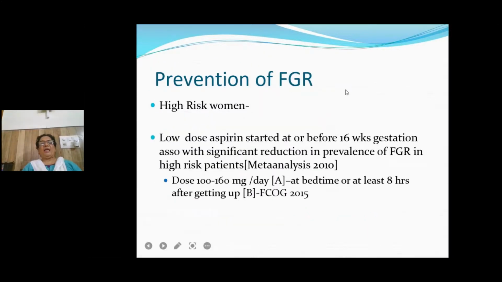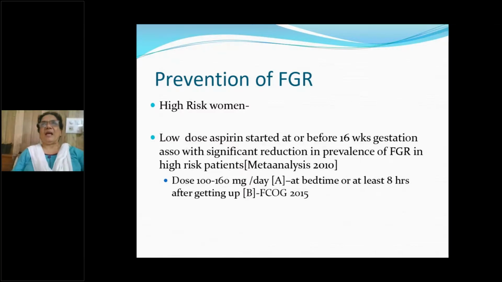If you do the risk-based screening and find that your patient is at a high risk of fetal growth restriction, can we do something about it? Yes. We now have evidence that if we start low dose aspirin at or before 16 weeks of gestation, it is associated with a significant reduction in the prevalence of fetal growth restriction in high risk patients. The dose of aspirin recommended is around 100 to 160 mg. The standard dose recommended is 150 mg per day, taken at bedtime or at least 8 hours before getting up in the morning.